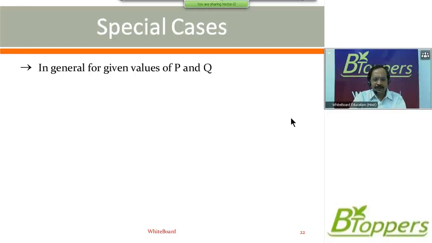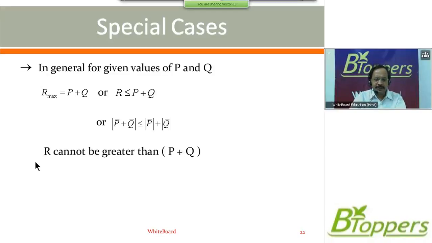So in general, for given values of P and Q, maximum value of the magnitude of the resultant is P plus Q. Or in general, we can say magnitude of the resultant R is less than or equal to P plus Q for any angle theta between P bar and Q bar. Or mathematically the same relation we can write this way: magnitude of vector sum of P bar and Q bar is less than or equal to magnitude of P bar plus magnitude of Q bar. Or you can say R cannot be greater than P plus Q. That means magnitude of the resultant cannot be greater than P plus Q.